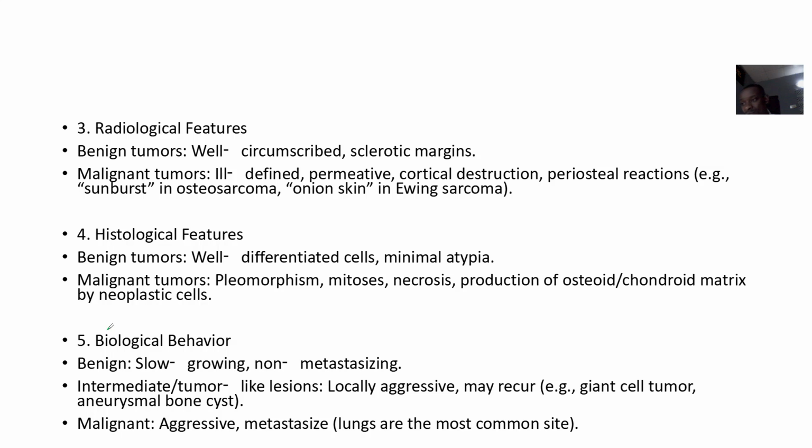Then for biological behavior, benign ones are slow growing, okay, they don't spread to other places, while the malignant ones grow so fast, they are aggressive, they can actually spread to other places. And one of the complications is they can spread to the lungs, causing complications in the respiratory system.